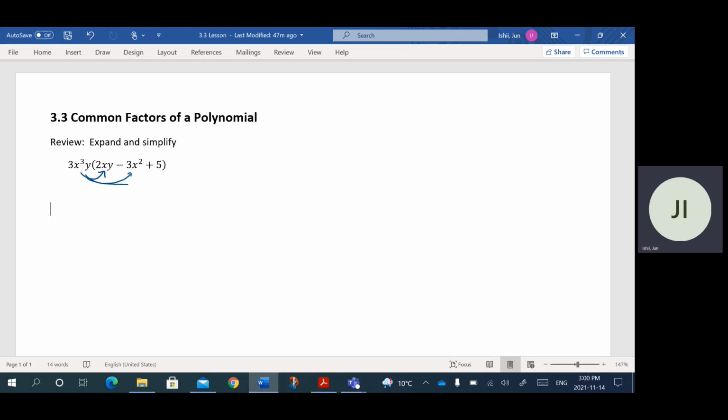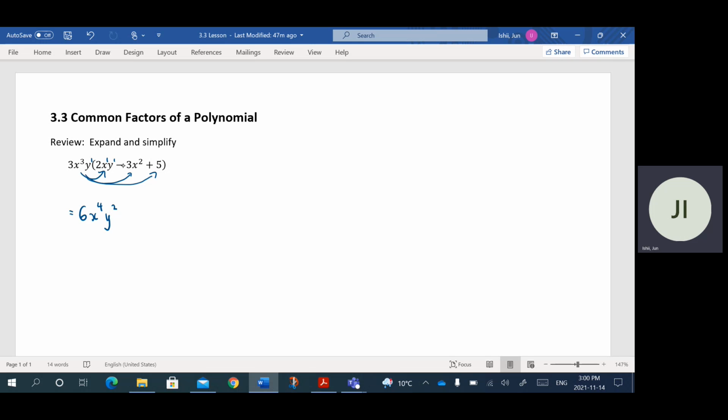Hopefully this looks familiar. So multiply 3x cubed y with each one of these three terms inside the brackets. As a result, what do we get here? 3 times 2 is 6. And then the rule for exponents is to add them, right? So this is x cubed times x. When there's no exponent written, it's implied that they're to the first power. So 3 plus 1 would be 4. Then y to the first power times y to the first power, so that's y squared. Okay, so that's the first term.